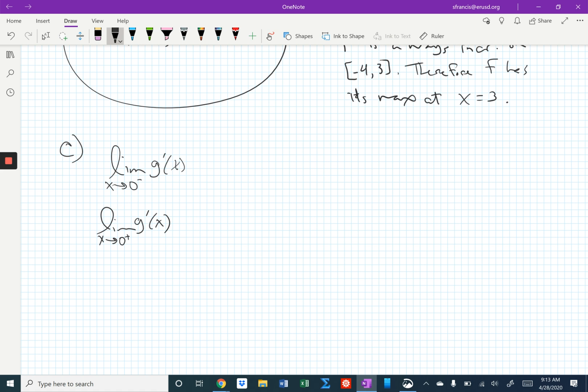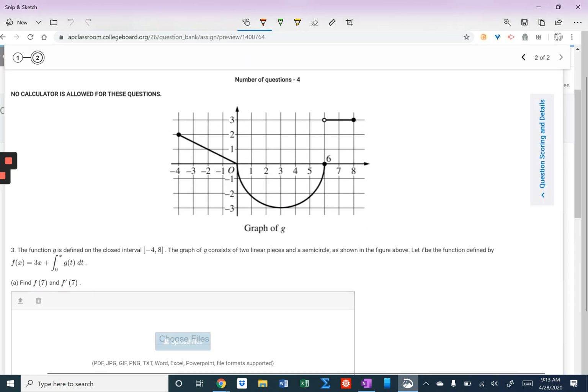Now for part C, we have to find a couple of limits, both of g prime, and we're looking from the left of 0 and to the right of 0, as x approaches 0 from the left and from the right. A lot of you just jumped to an immediate conclusion, and it was wrong, at least in part, and you kind of got lucky on half of it. And I'm not sure that they would give you it the way I did, but I'm hoping.